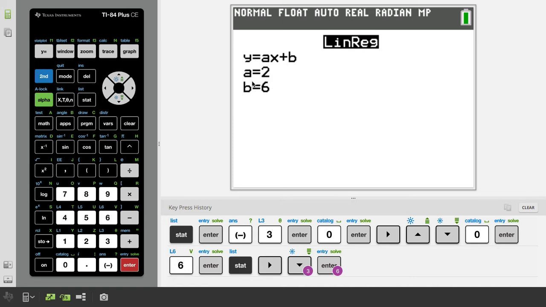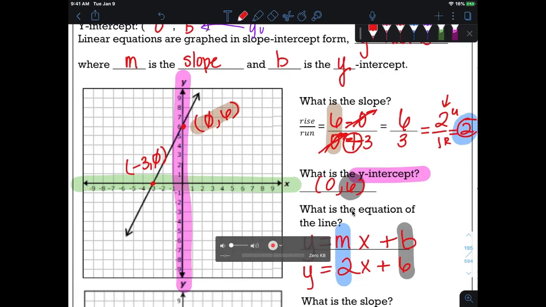So if they ask me, what is the slope? 2. What is the y-intercept? 6. All I have to do is be able to pick out points on the line. And I verified that that is exactly the same as the equation that I obtained by hand.